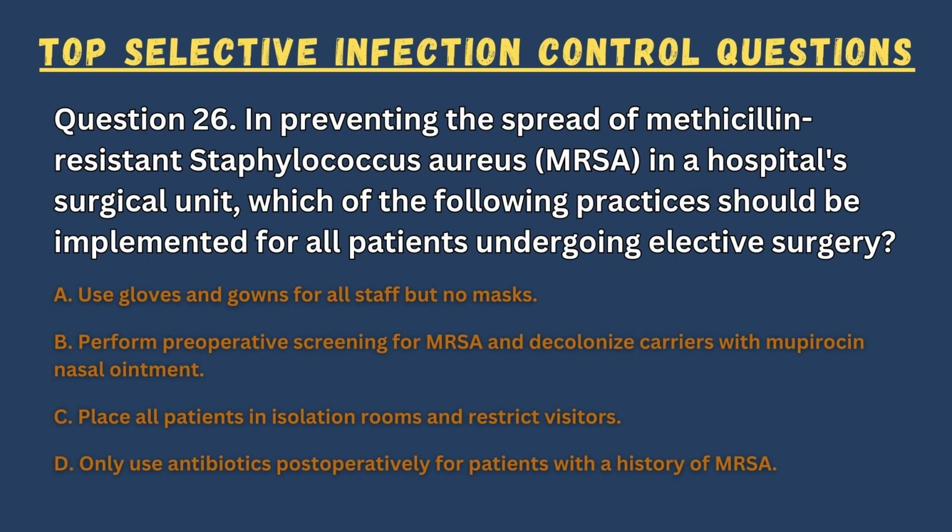Question 26. In preventing the spread of methicillin-resistant Staphylococcus aureus, MRSA, in a hospital's surgical unit, which of the following practices should be implemented for all patients undergoing elective surgery? A. Use gloves and gowns for all staff, but no masks. B. Perform preoperative screening for MRSA and decolonize carriers with mupirocin nasal ointment. C. Place all patients in isolation rooms and restrict visitors. D. Only use antibiotics postoperatively for patients with a history of MRSA.